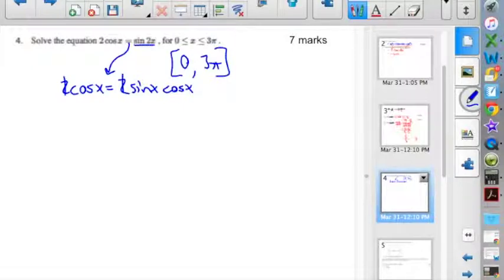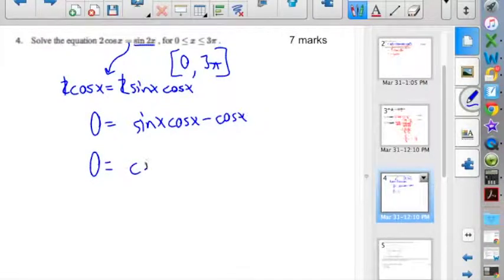So what could we do? Move it to the other side and factor. Yeah. So 0 equals sine x cosine x minus cosine x. So 0 equals cosine x times sine x minus 1. We took the common factor of cosine out. Alright? Now, this is just like when you're solving a polynomial.